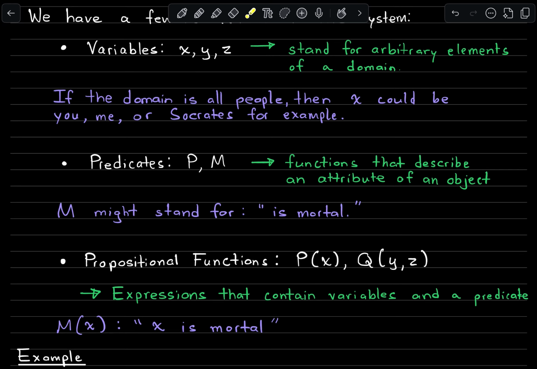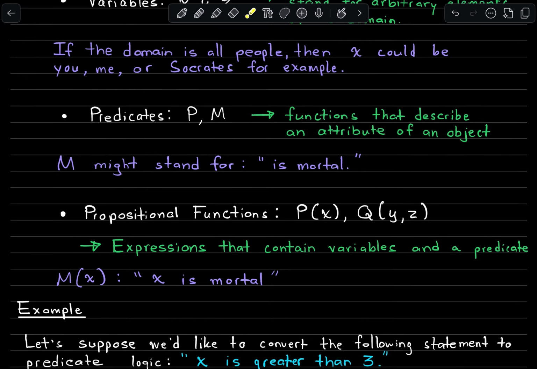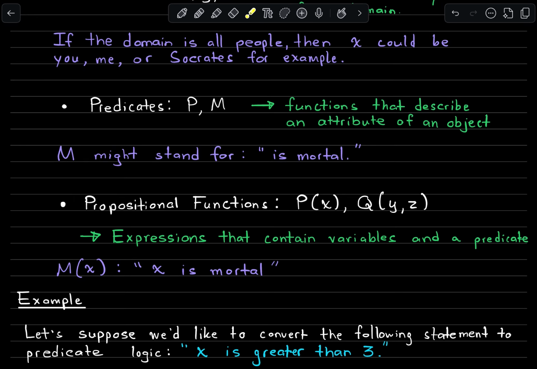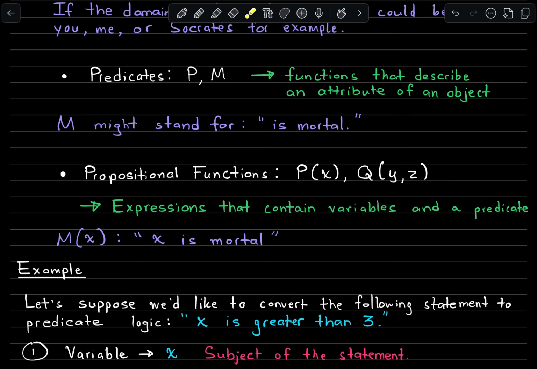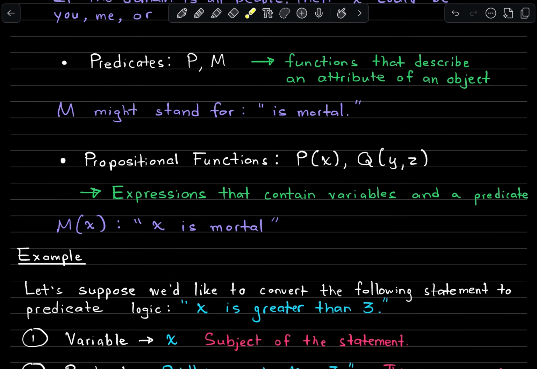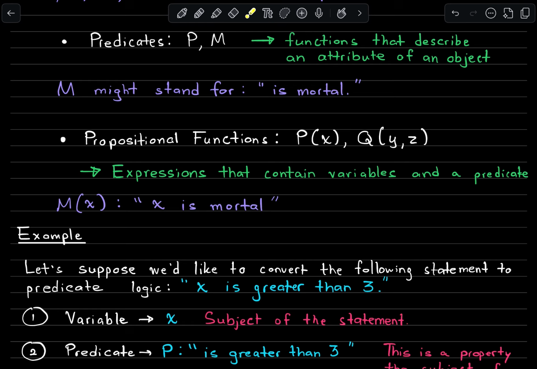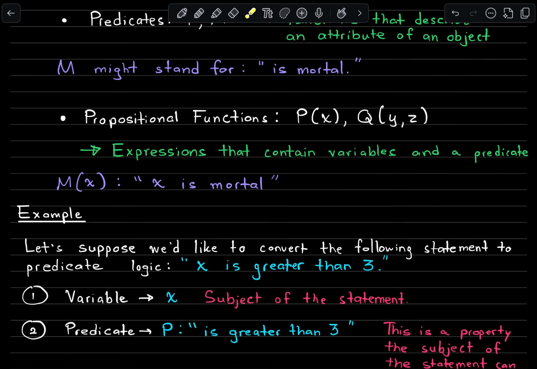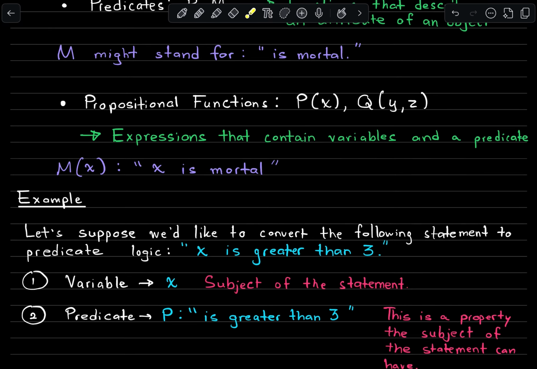So you might be left with something like M of x, meaning x is mortal. Let's see how an example of this might work. Let's suppose we'd like to convert the following statement to predicate logic: x is greater than 3. First off, we're going to identify our variable, x. In this case, it's the subject of the statement. Then we've got P, our predicate. This is going to be that property, is greater than 3. This is a property the subject of the statement can have.